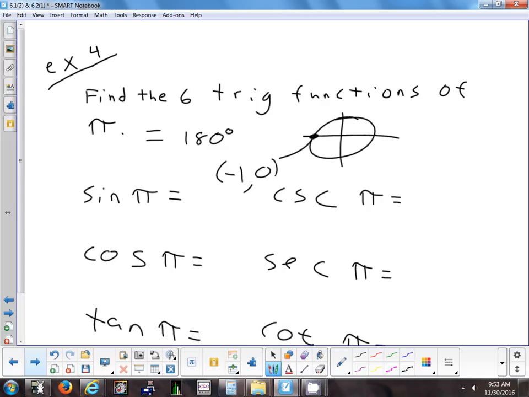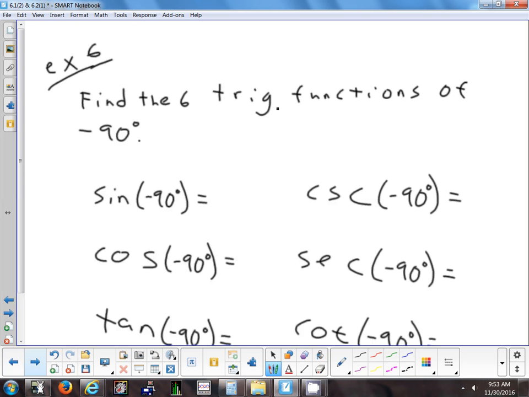Would there ever be a question like find the 6 trig functions of like 84 degrees? Nope. I might ask you to do one of 30, but not today. We'll talk about that tomorrow. So you just have to find your coordinate and then fill in your numbers.